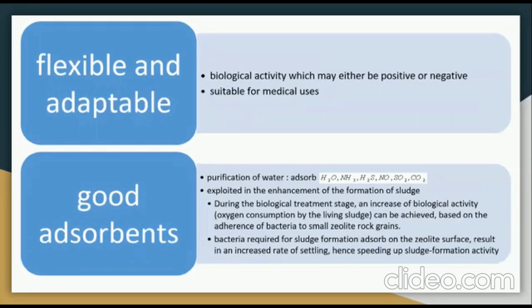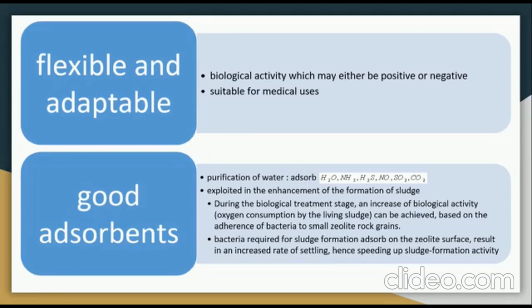For the first one, zeolite is flexible and adaptable because of its biological activity, which could be either positive or negative, and it is very suitable for some medical uses due to its biochemical processes that occur through ion exchange, absorption, and catalysis. An example of medical use in industry is the treatment of cancer. And then the second one is that it is a good absorbent.